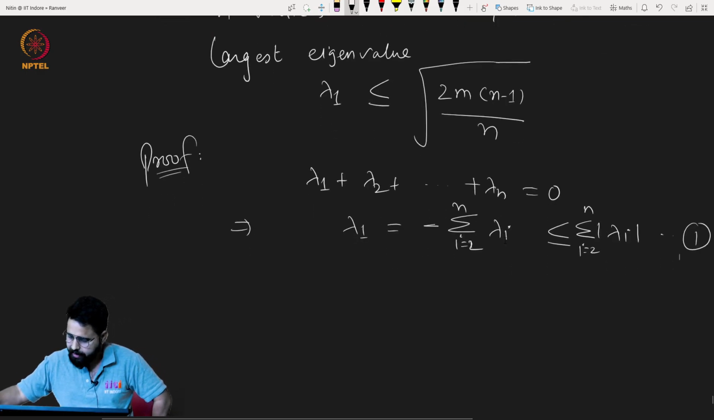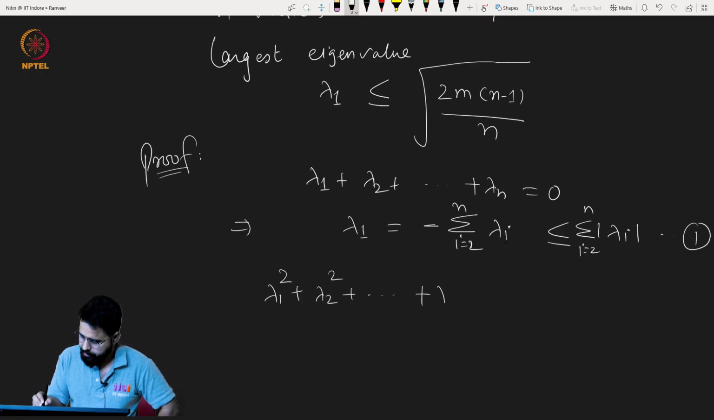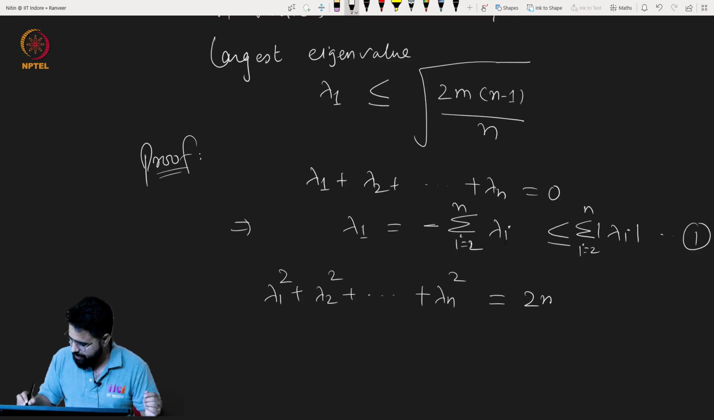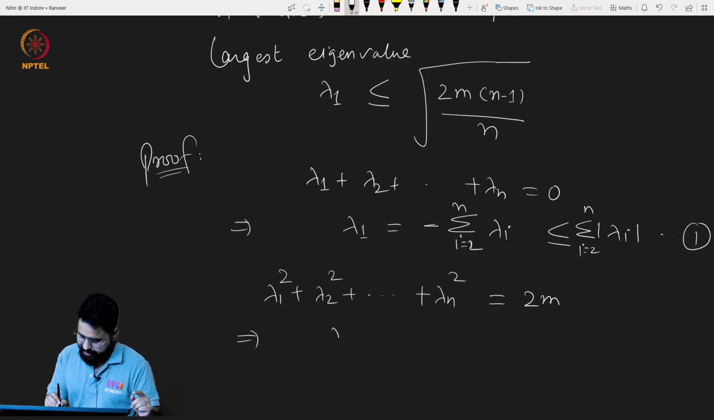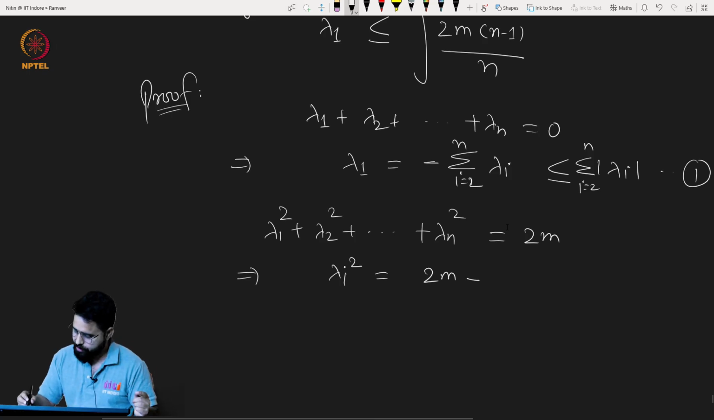Another thing, again from the spectral theorem, is that the sum of squares of these eigenvalues will be equal to twice the number of edges. Which in turn implies that, again separating lambda 1 out, lambda 1 squared equals 2m minus the sum for i equal to 2 to n of lambda i squared. Let us call it 2.